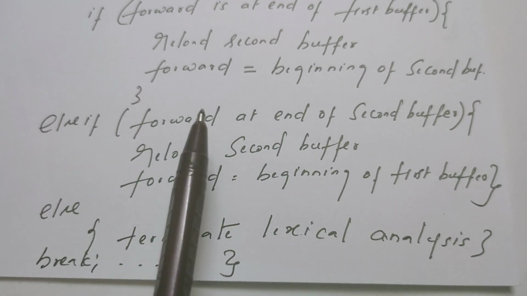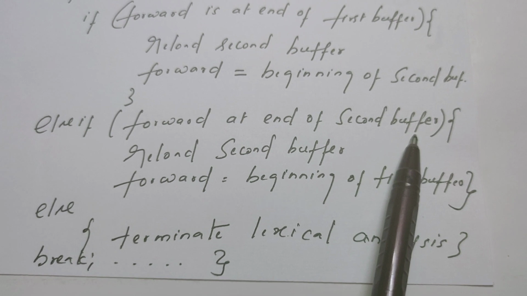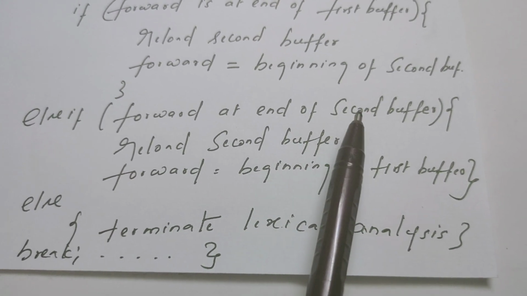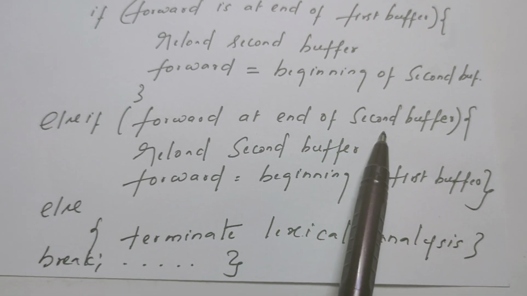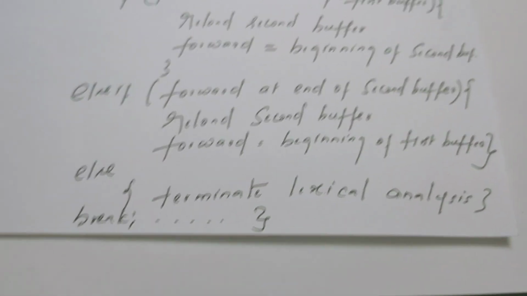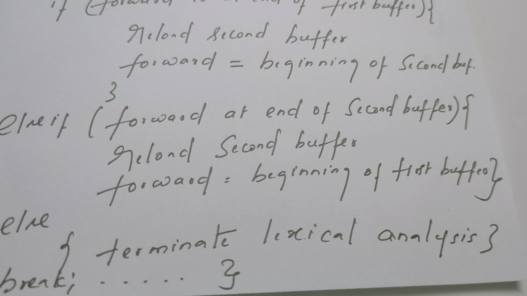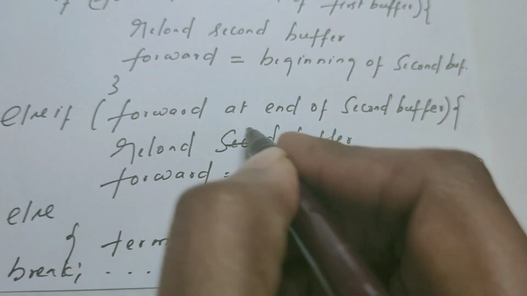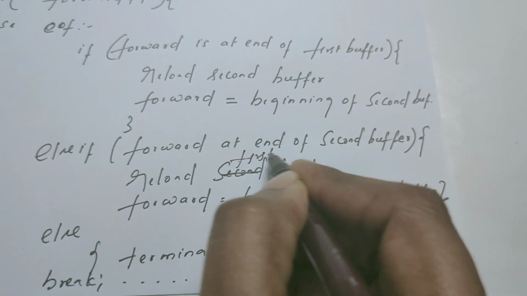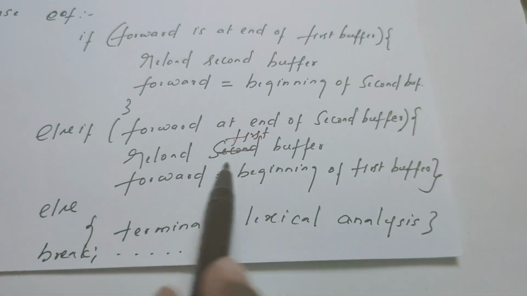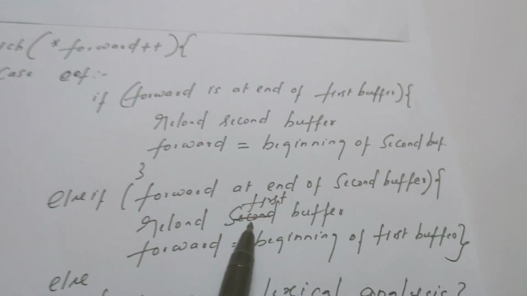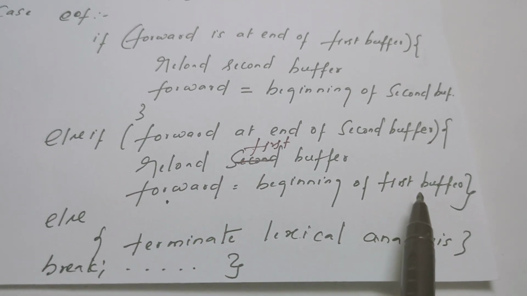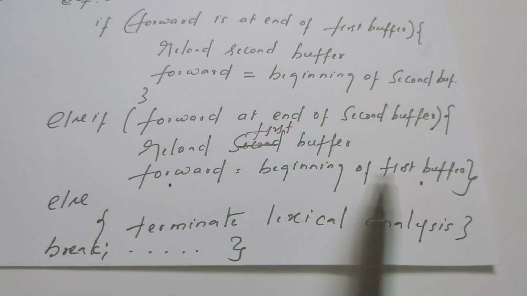Else if the forward is at the end of the second buffer, it means it has finished reading the second buffer. It's time to reload the first buffer, because it is going to continue to read the first buffer. Then the forward pointer must be set to the beginning of the first buffer.